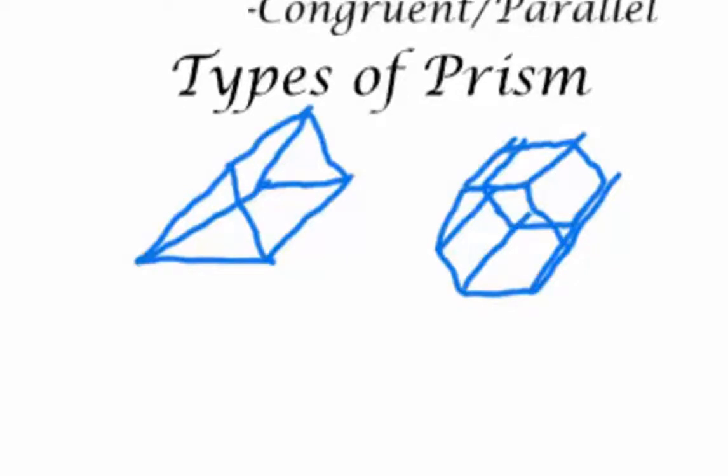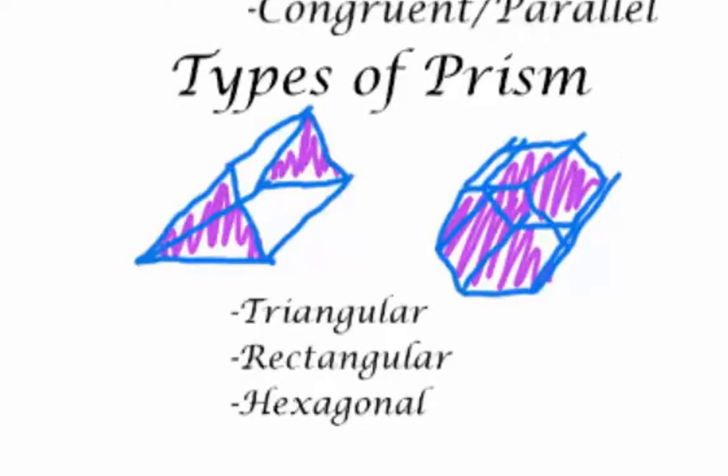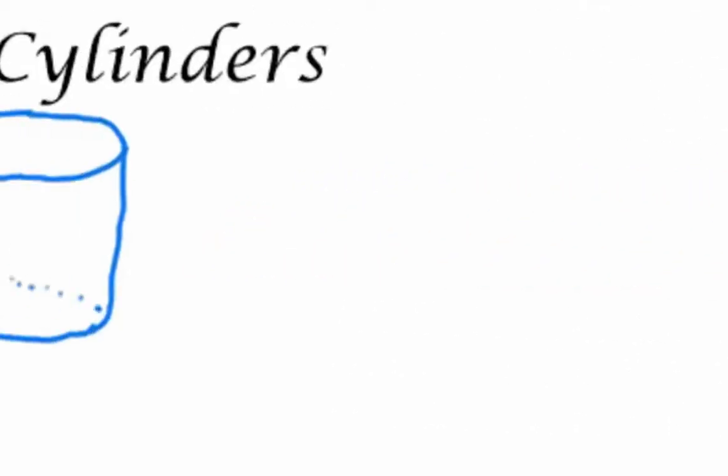Now we think about the different types of prisms, and we're only limited by the type of base that we have. In this first figure, I highlight in purple the 2 triangular bases. In the second figure, I have 2 congruent hexagons, so as I highlight them, I know that this prism is defined by a hexagon. So my prisms can be triangular, they can be rectangular, or they can be hexagonal as we saw in this last example.